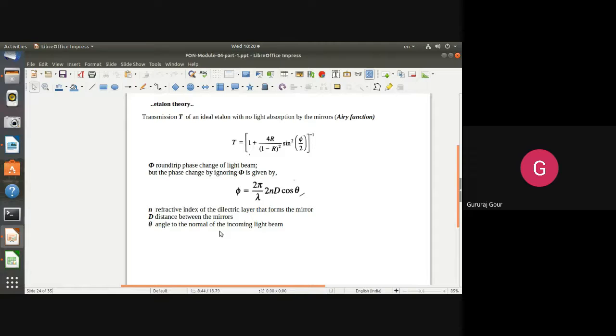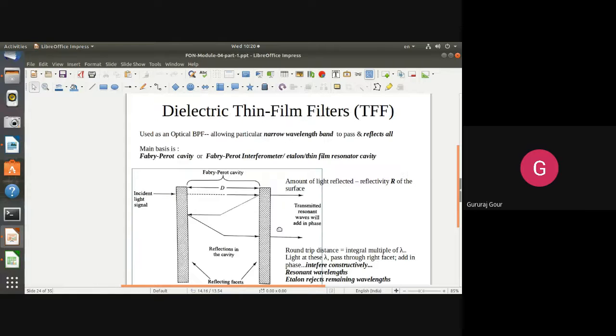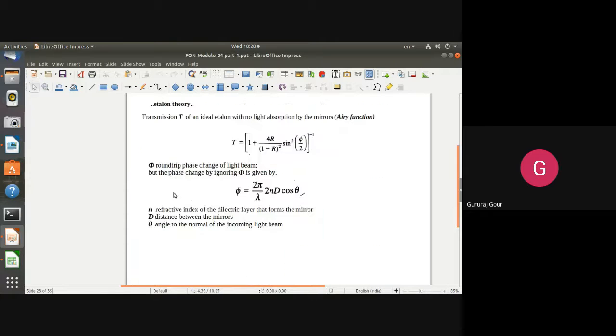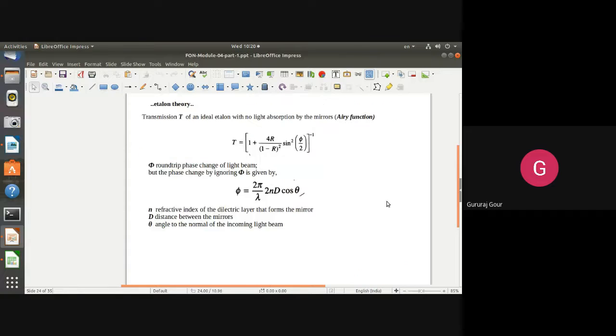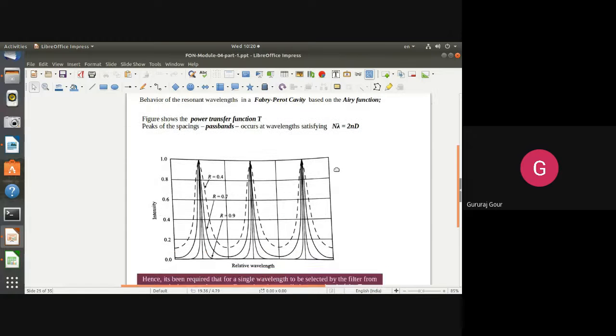Theta is the angle to the normal of the incoming light beam. So this is the incident angle. This much you can tell when you are going to conclude about DTFF. Okay, so let us see how the behavior of these resonant and dominant wavelengths is going to behave.